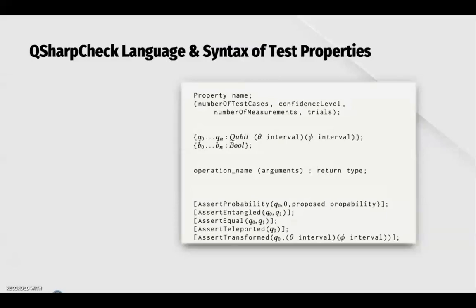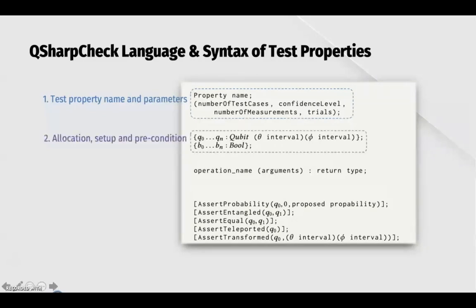To test a quantum program with QSharpCheck, firstly, a test script must be provided. The language of this file must comply with the QSharpCheck language and syntax. In the preamble part of this script, first a test name is given. It can be any arbitrary name. In the next line, the values of test arguments are determined. In the next slide, it will be explained fully what is meant by these four parameters.